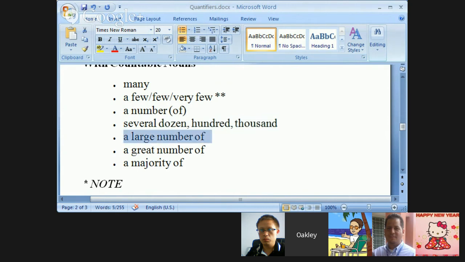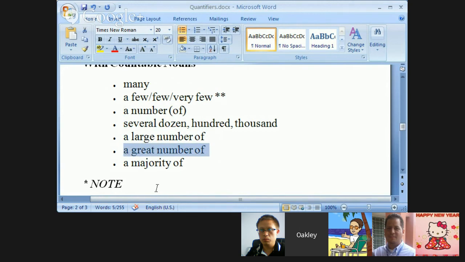Okay, Heidi, next one. There are a large number of cars in the parking lot. Basically the same as a number of, we're just putting a large in front of it. A large number of cars in the parking lot. Excellent. Good sentence. You used there. Did you say there is or there are? There are. Okay, good job.